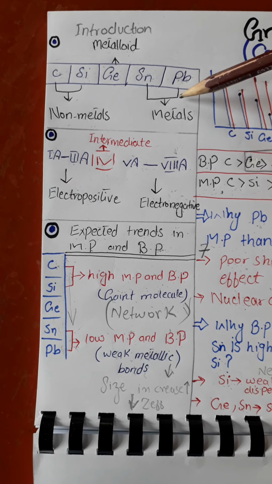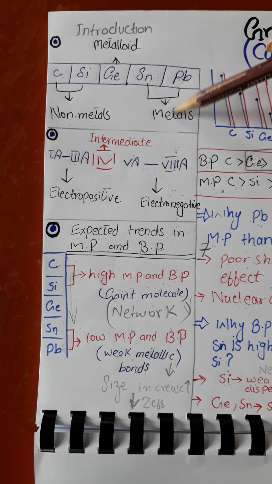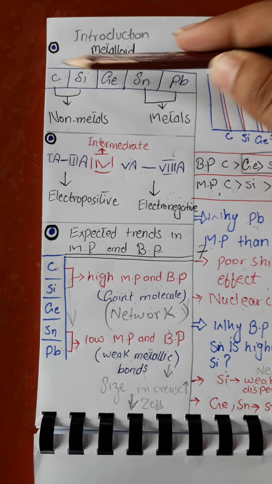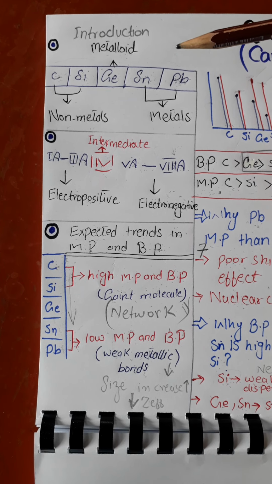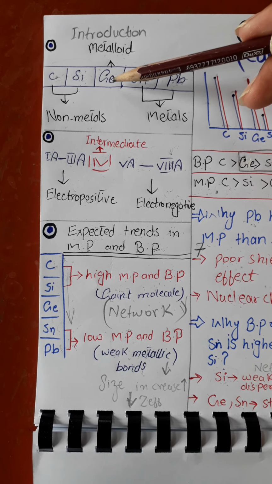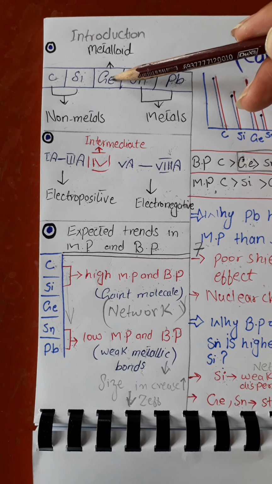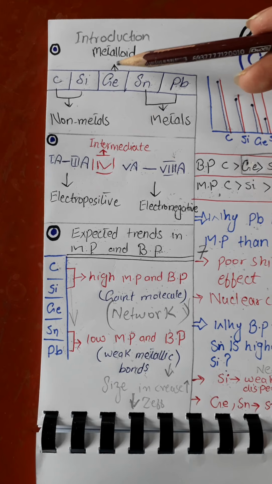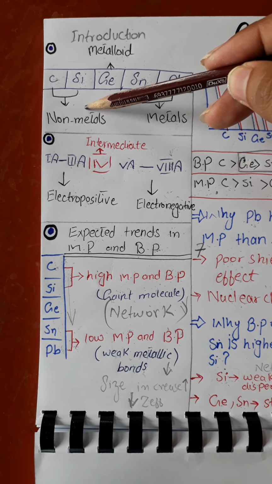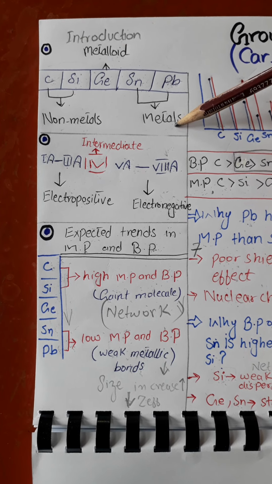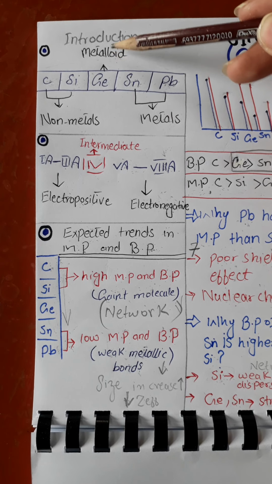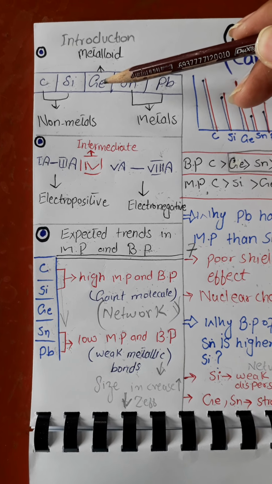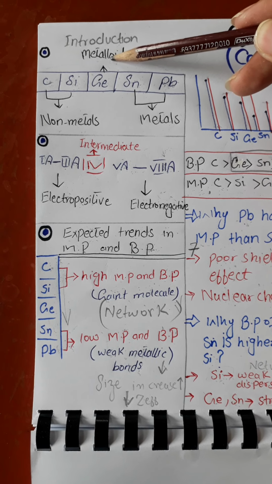So it is happening. You can see that it is written here: tin and lead both are metals, while carbon and silicon, which are the topmost members of this group, are non-metals, while the intermediate one is germanium, which is a metalloid. Metalloids have some non-metal properties and some metal properties. That's why they are named metalloids. And in this group, students must remember that germanium is a metalloid.